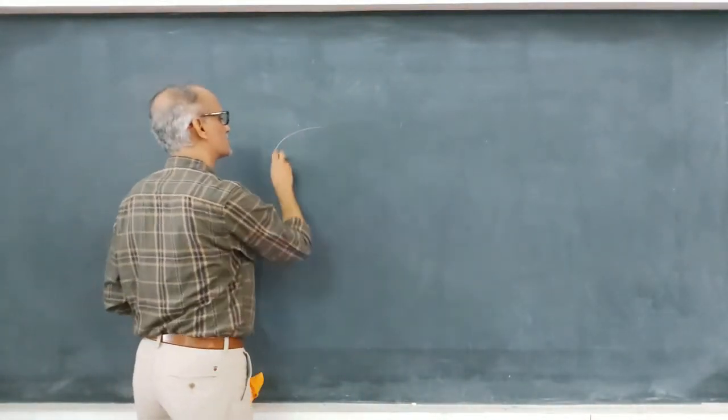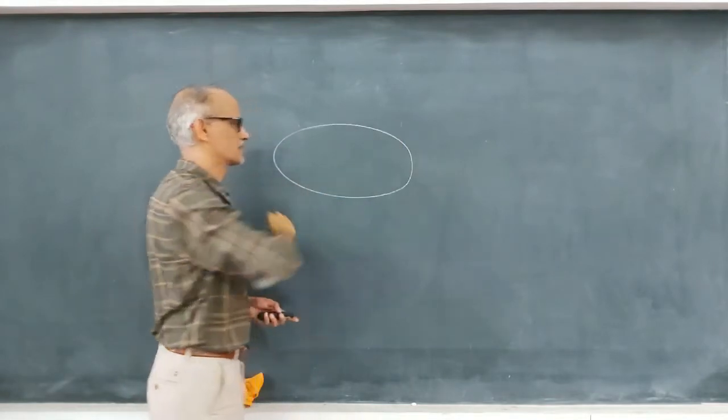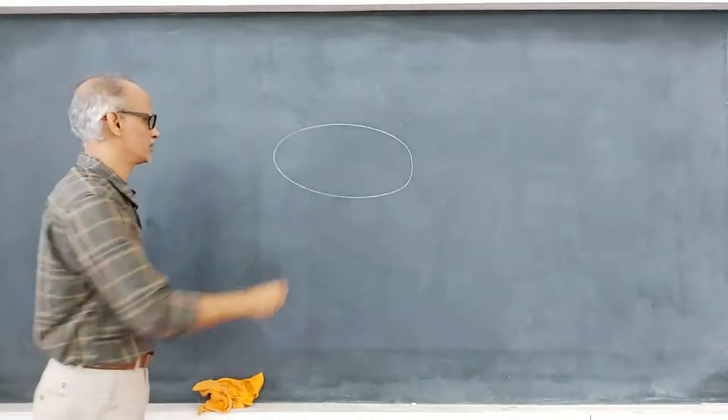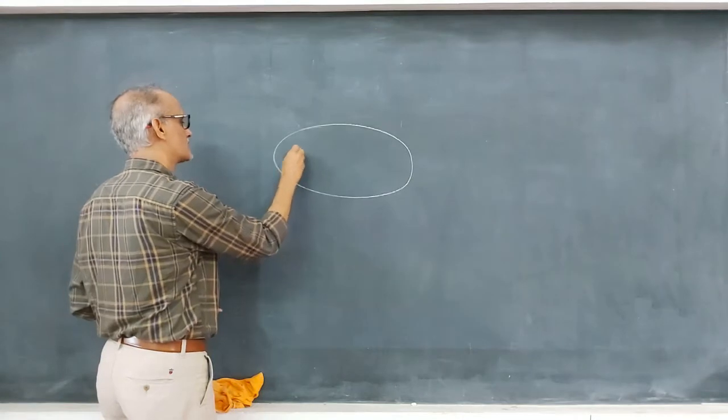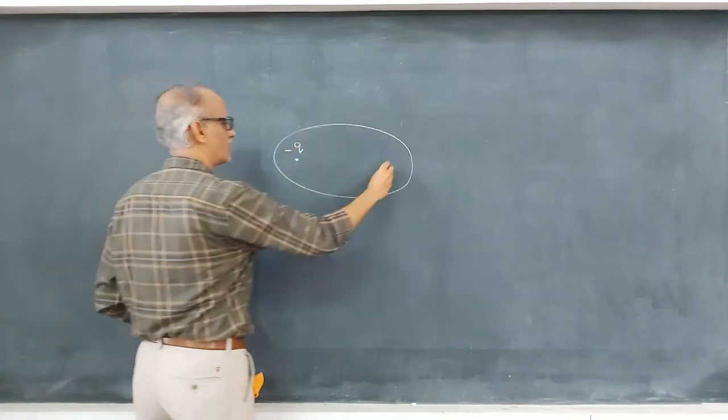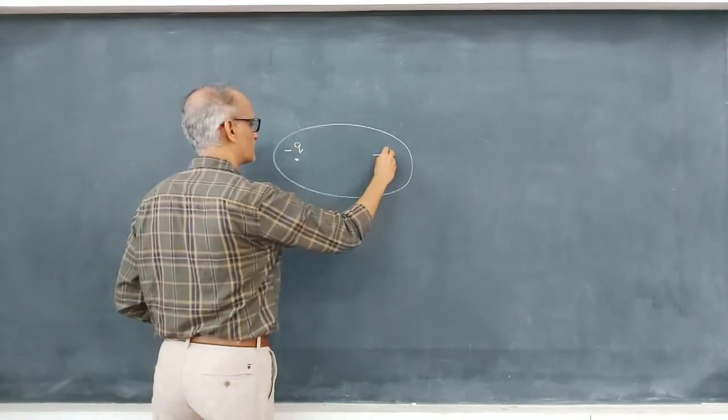So refer the board and then see the diagram. I'm going to draw an electric dipole. This is the center of negative charge, minus q. This is the center of positive charge, plus q.